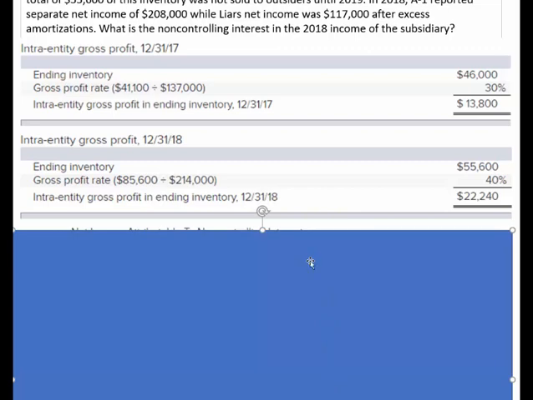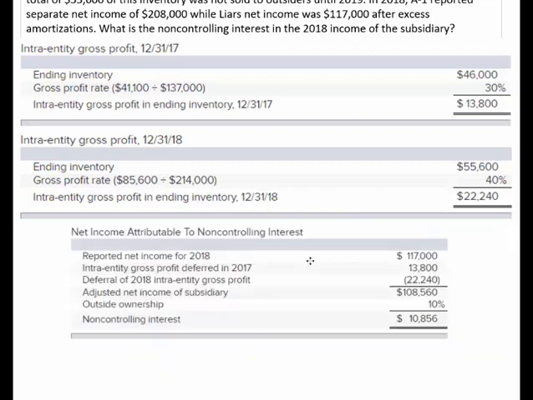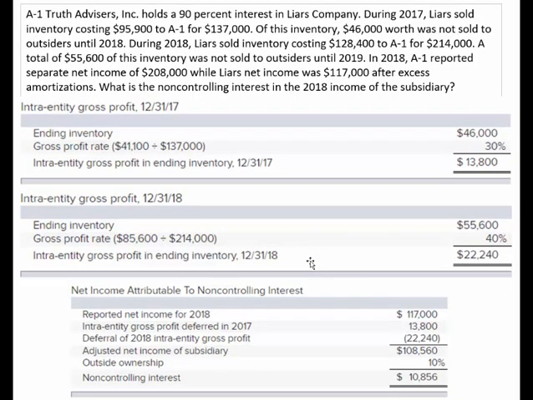Let me remove this and we'll see this here. Slide back up so we can see the entire question. Okay, so the reported net income was $117,000. Then we have to add in the gross profit that was deferred in 2017, because at this point it becomes real once we sell it to a third party.